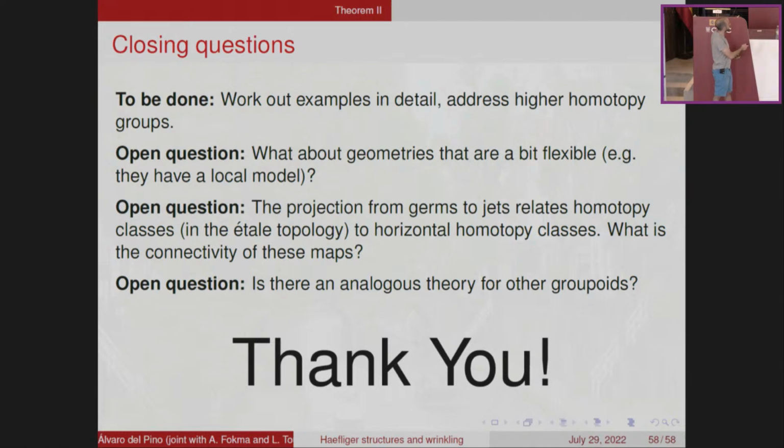And there's some question then that you can try to relate, indeed, homotopy classes of maps tangent to the Cartan distribution, up to homotopy tangent to the Cartan distribution, to actual homotopies in the étale space. I think that's kind of cute. There's some questions about this.